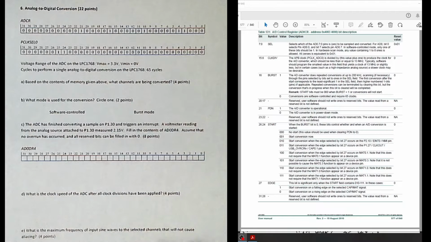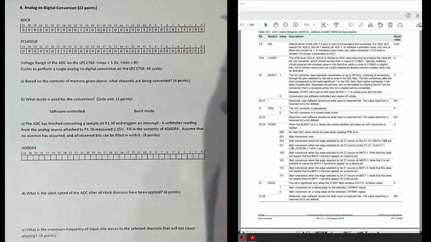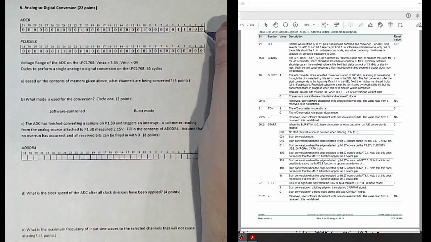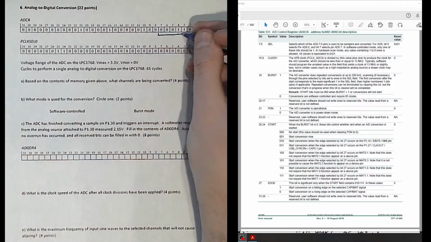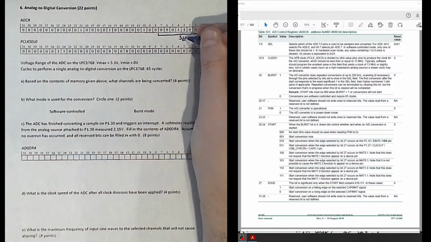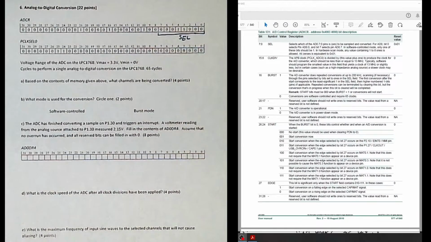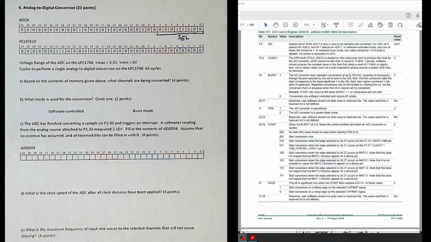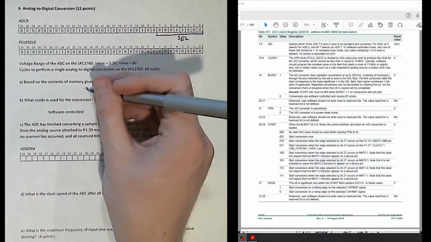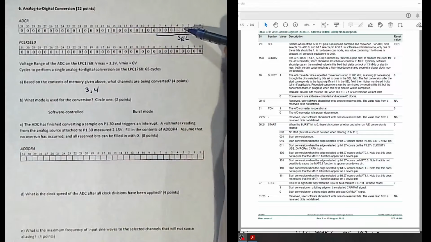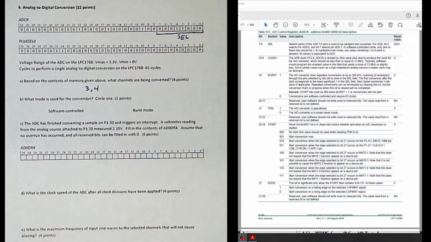So the first thing I'm going to do is write down and map out what these bits mean. We can see bits 0 through 7 are SEL. Hopefully we know from the labs and from working with this, or from reading, that those are the channels that are being converted. Bit 0 is channel 0, bit 1 is channel 1, bit 2 is channel 2, bit 3 is channel 3, bit 4 is channel 4. So we can already answer the first question up here, which is that the channels being converted are 3 and 4, because those two are set to 1, and that's all the first question is asking for. However, let's continue on marking this up.